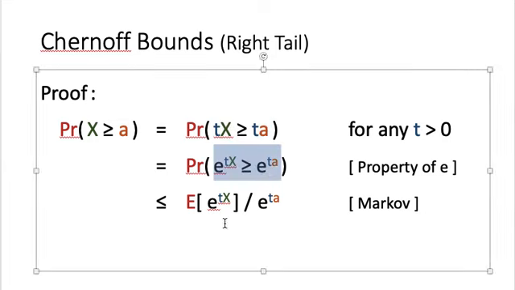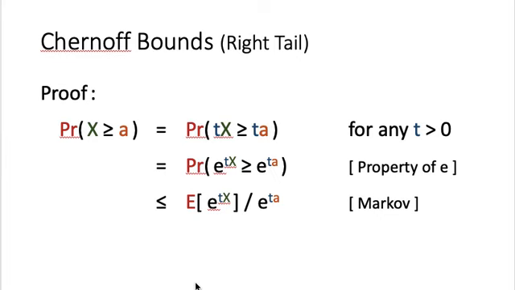Now finally, we will see that e to the power tx is a random variable that can only take on positive values. So in that case, we can now apply Markov inequality. So this will be less than or equal to the expected value of e to the power tx divided by e to the power ta. So this is a very simple derivation.